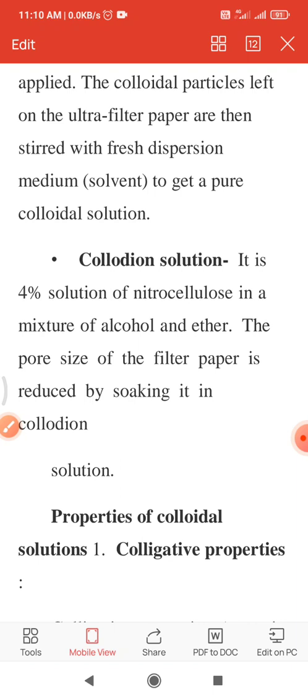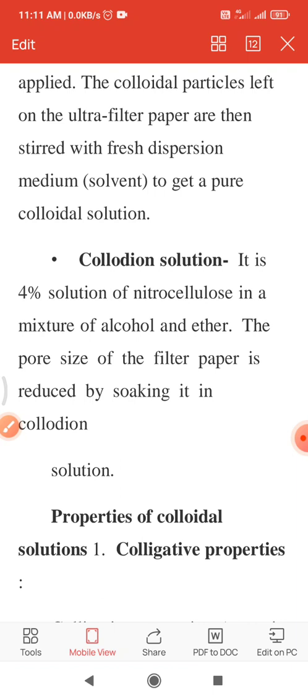The colloidal solution used is a 4% solution of nitrocellulose in a mixture of alcohol and ether, and the pore size of the filter paper is reduced by soaking it in a colloidal solution. Pore size is nothing but the gap in the filter paper. If the gap is large and we want to reduce it, we can do it by soaking it in a colloidal solution.